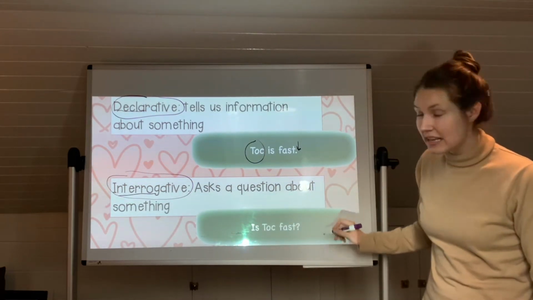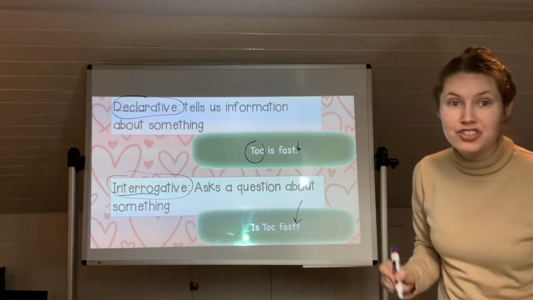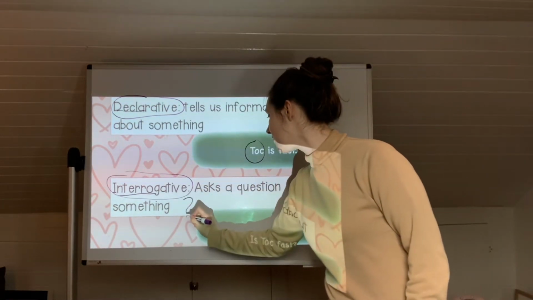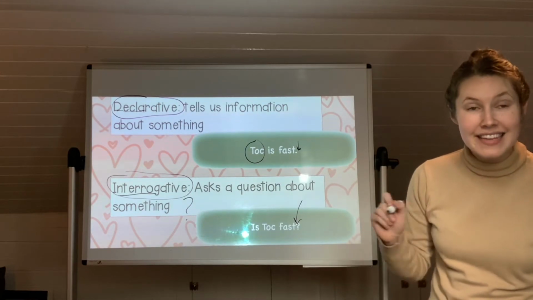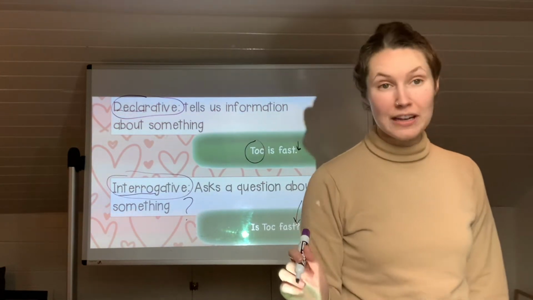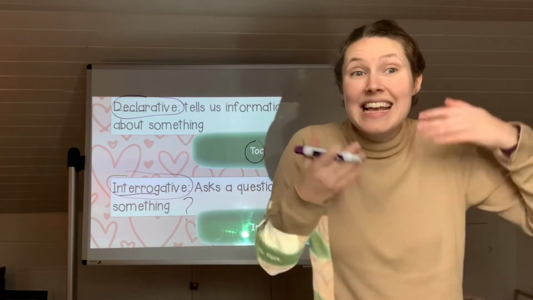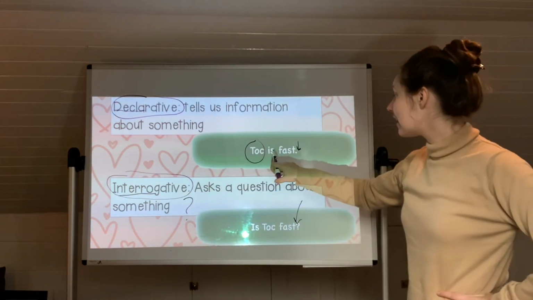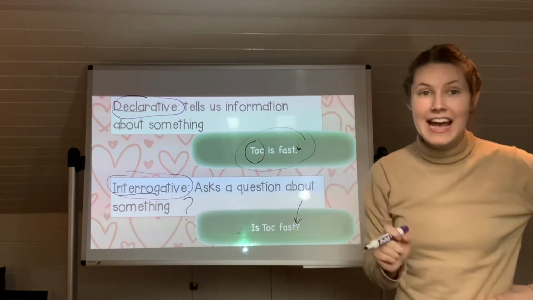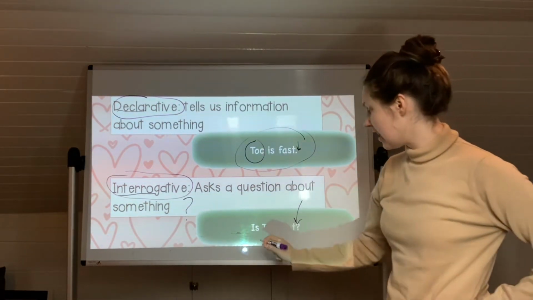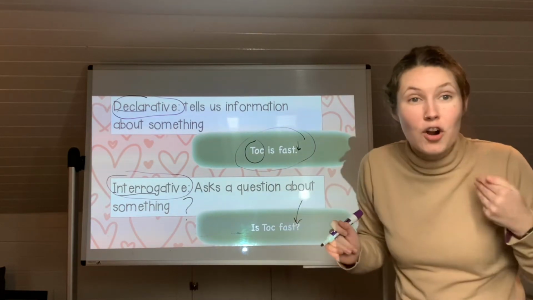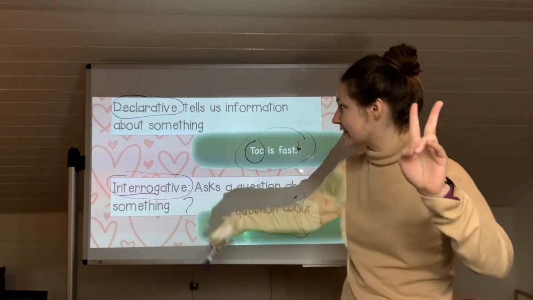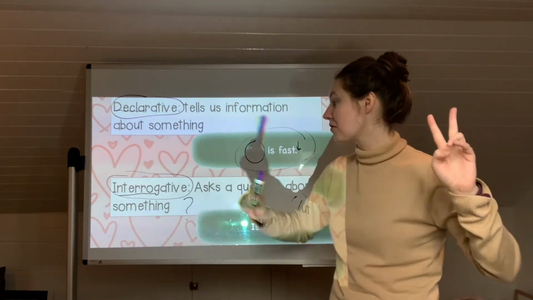And you'll notice this sentence has a question mark at the end. A question mark looks like this. That tells us that this sentence is asking us a question. It's not telling us information, it's asking for information. So here's the two differences. Tad is fast. There's a period at the end and it told us information. Is Tad fast? That's a question and it has a question mark at the end. Those are our two types of sentences, declarative and interrogative.